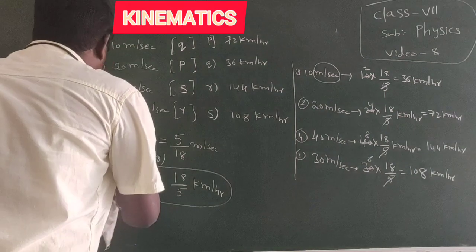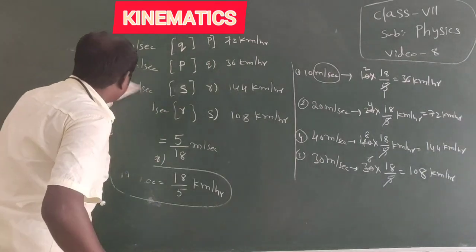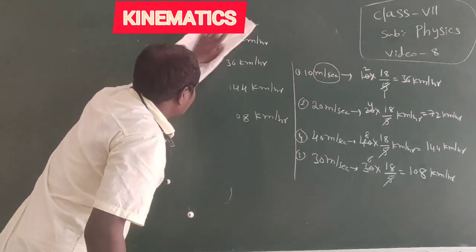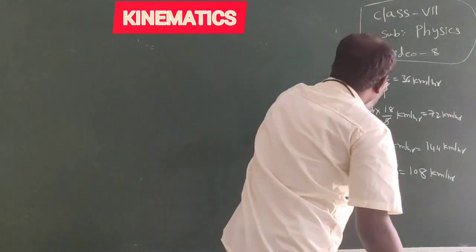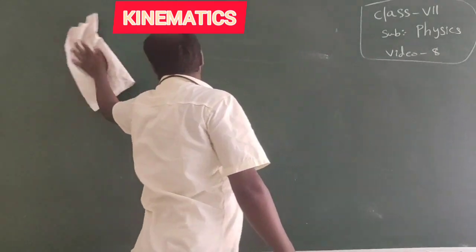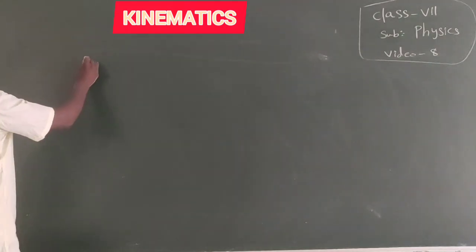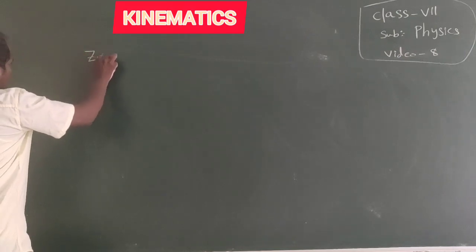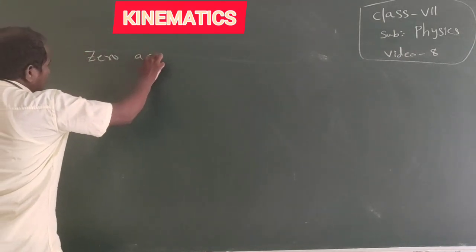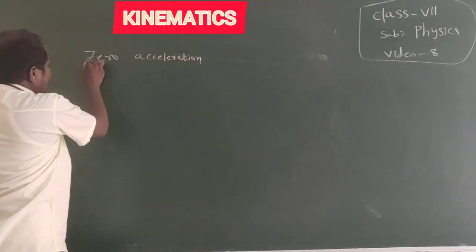Next one, I'm going to explain about zero acceleration. Positive acceleration means the rate of change of velocity increases with respect to time. Negative acceleration means the rate of change of velocity decreases with respect to time. So now we have zero acceleration.